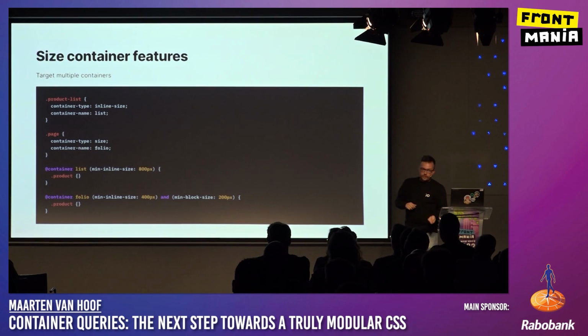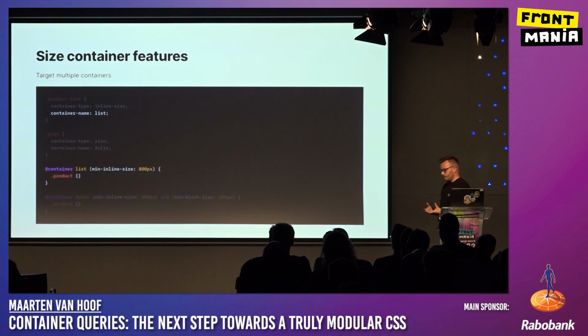An additional feature to container queries is that we can use multi-level querying. And there's where the container name pops in. So with the container name, we can give a name to the containment on the ancestor element. And then by using @container and then stating the name, we can target that specific element.